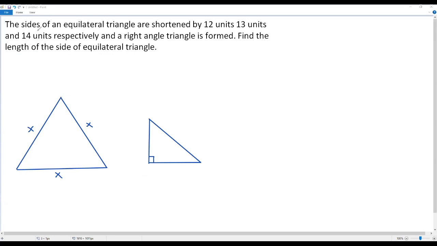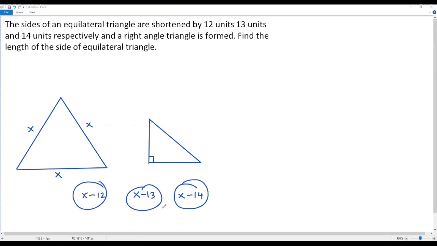Okay, now we are going to shorten, that is decrease, the sides of the equilateral triangle by 12 units, 13 units and 14 units. Let me take the first side of the equilateral triangle, x. This x has to be shortened by 12 units, then the new length will be x minus 12. And let me take the second side x. It has to be shortened by 13, so this is the second length, x minus 13. And now the third side has to be shortened by 14, that is x minus 14. Since I have shortened the three sides by 12, 13 and 14, these are the new lengths I am getting.